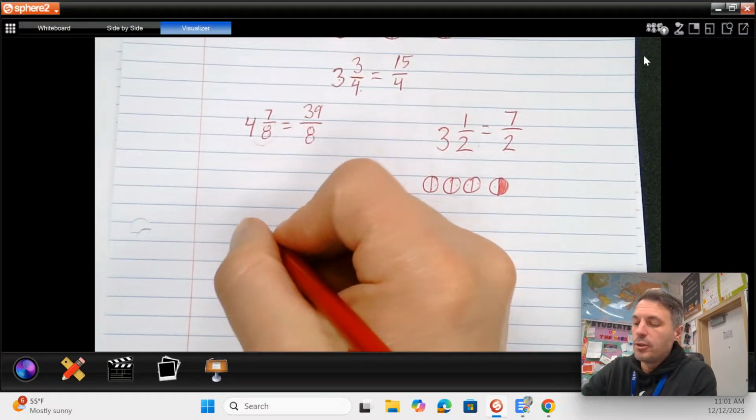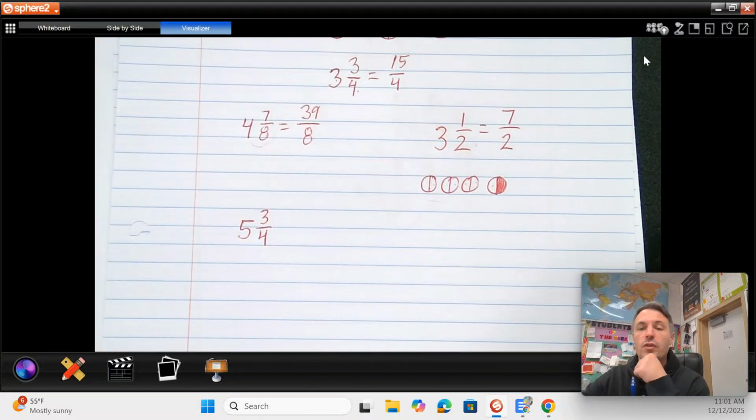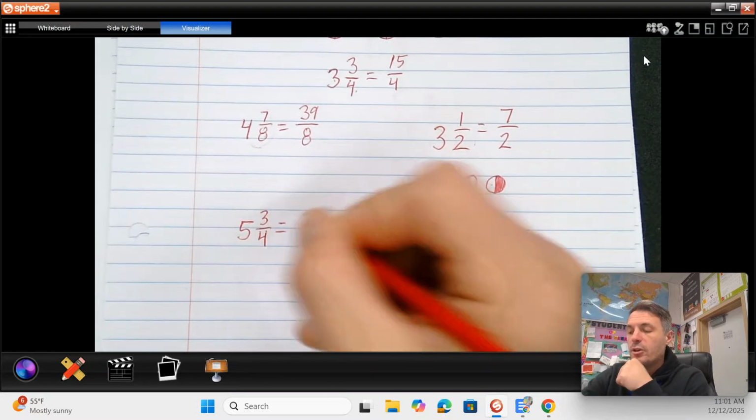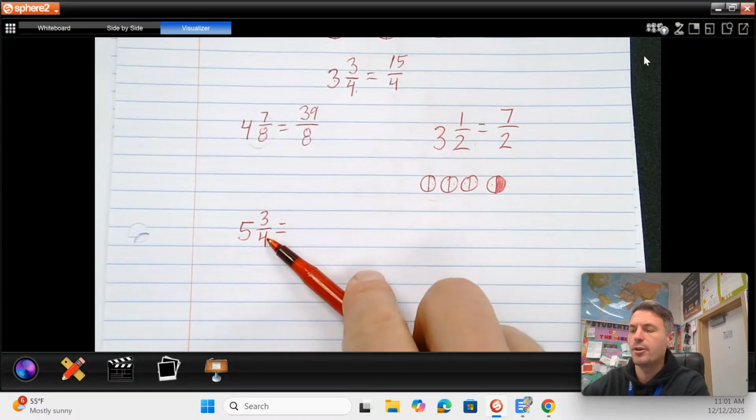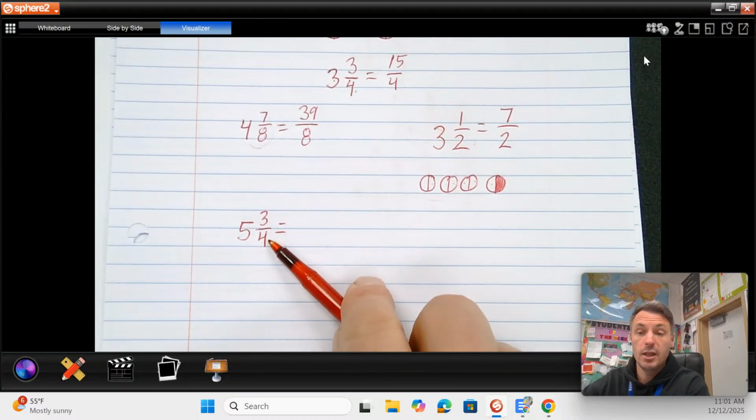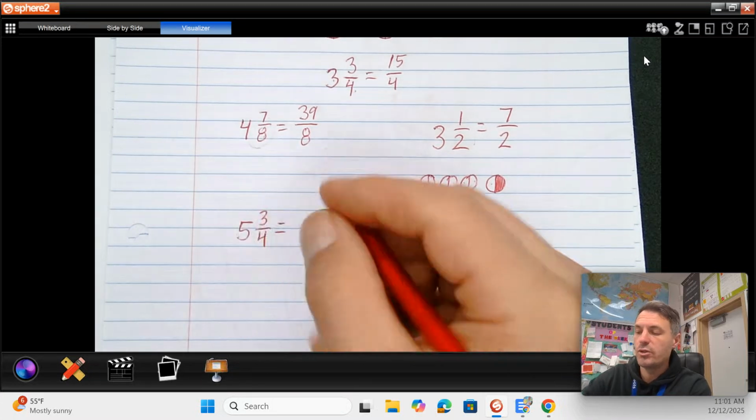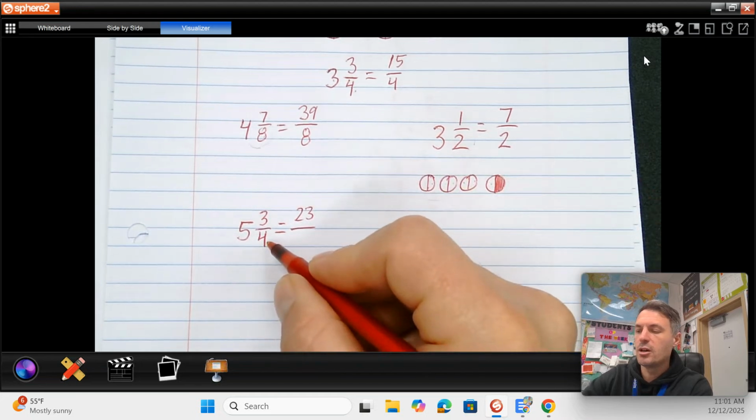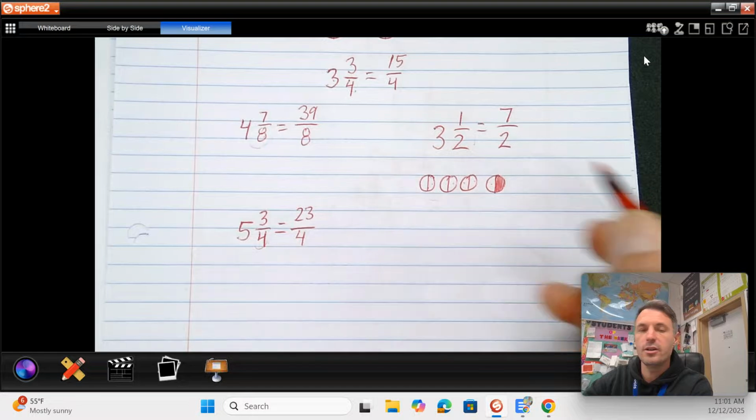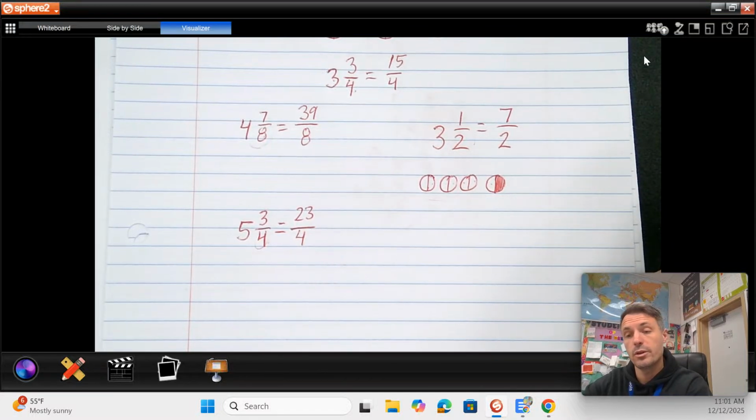Let's do another example. Let's say we have 5 and 3/4, and we want to change 5 and 3/4 into an improper fraction. Here's what we do. Remember, you multiply the whole number times the denominator. 5 times 4 is 20. Then you add the numerator to that. 20 plus 3 is 23. And then whatever the denominator is here, 4, you make the denominator here. So 23/4 means the same thing as 5 and 3/4.